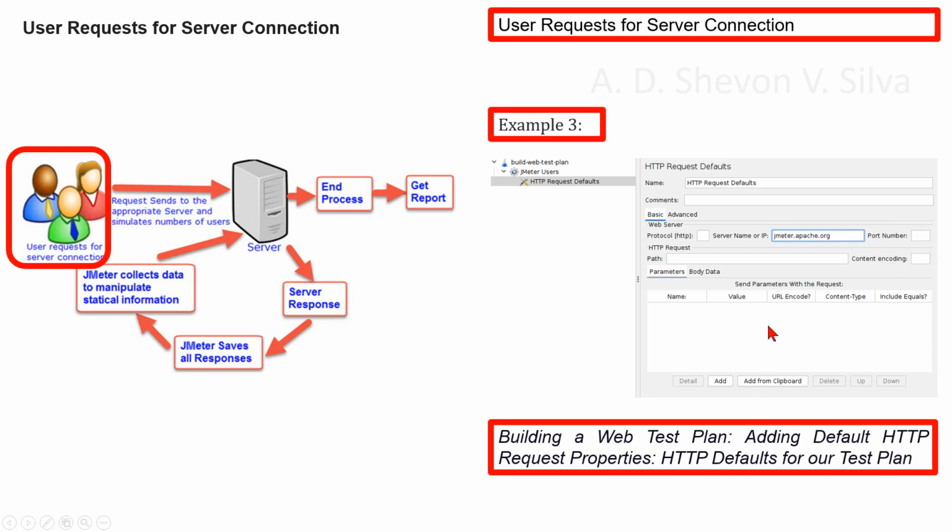The HTTP request defaults element does not tell JMeter to send an HTTP request. It simply defines the default values that the HTTP request element uses. This is the figure for the completed HTTP request defaults element.